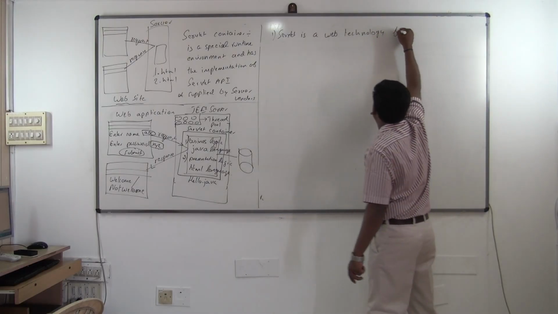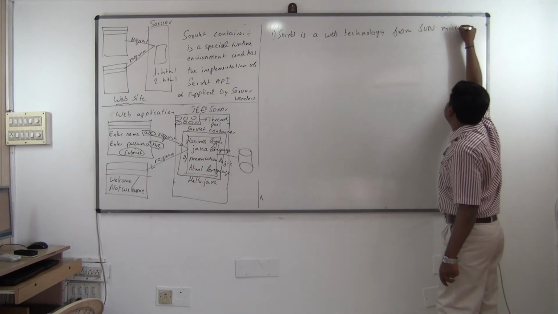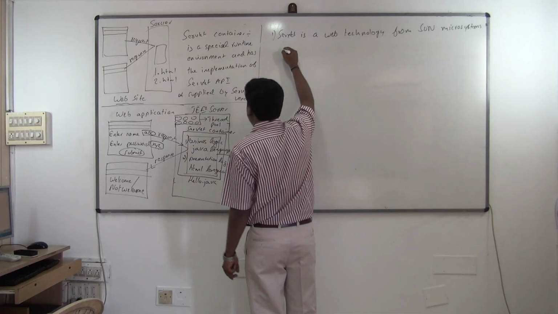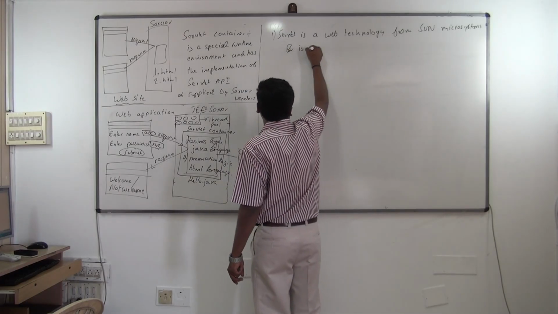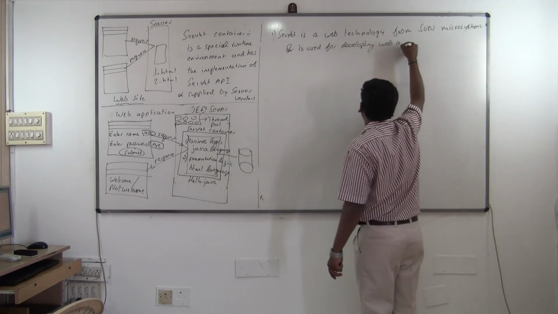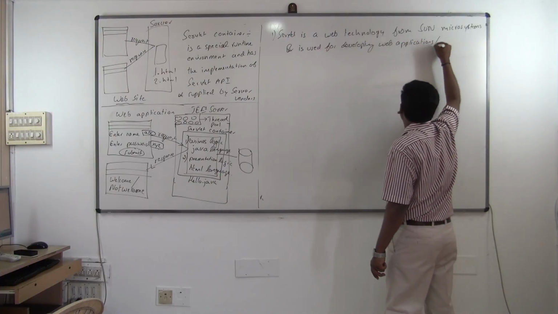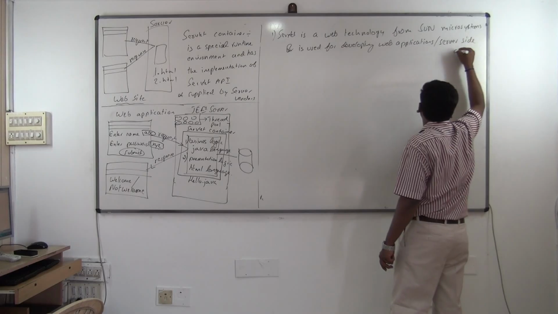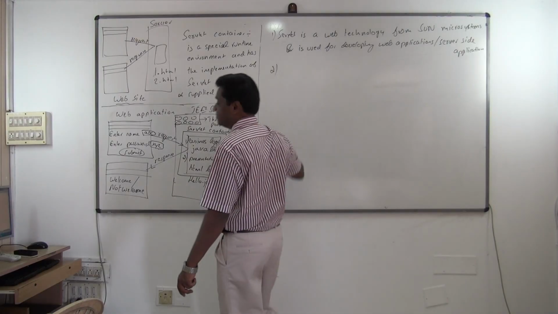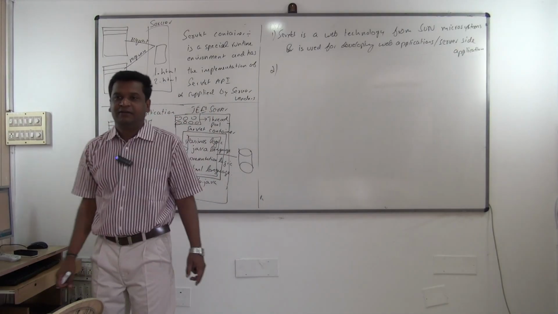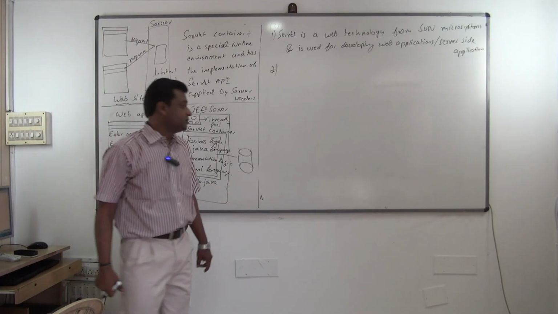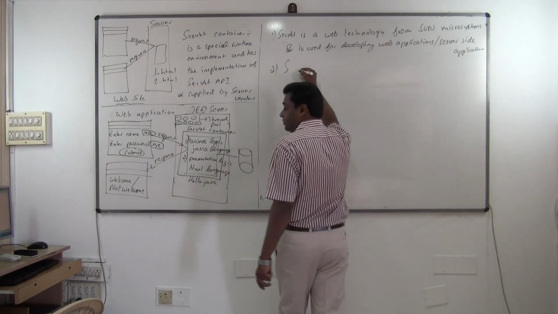A technology from Sun Microsystems. This was released by Sun. Understood? SERVLET is a web technology from Sun Microsystems and is used for developing web applications or server-side applications. This is one definition. See how powerful it looks. This is what the interviewer likes to hear. If you give such answers, they are really impressed and your chances of getting the job go higher. Understood? Unlike your usual definitions.